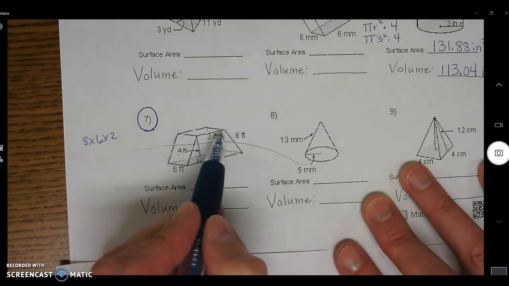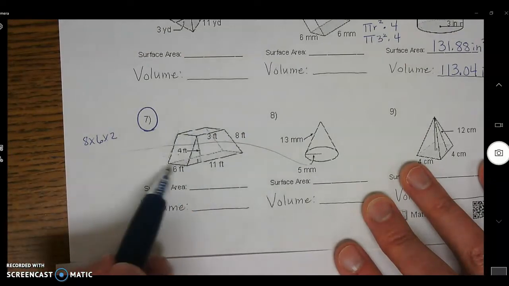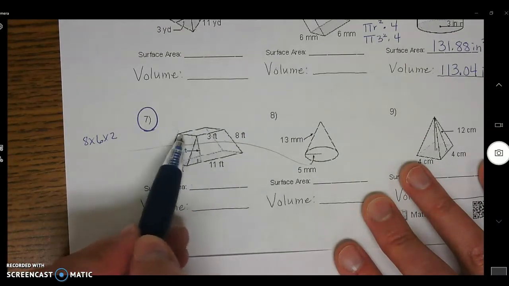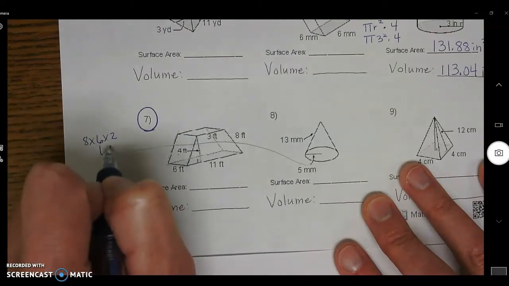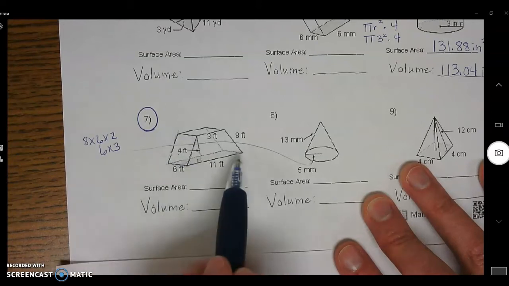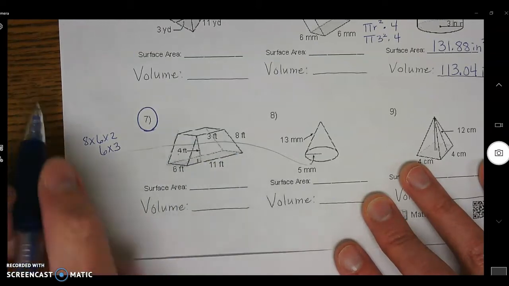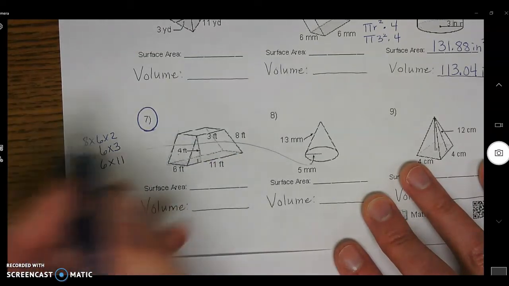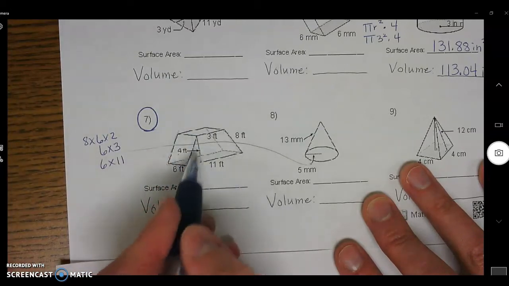I need to paint the top. So the top, this is 6 here, that'll be 6 there, 6 times 3. That takes care of the top. I need to paint the bottom, so that's the big rectangle down here, that's 6 and 11. And then I need to paint this trapezoid here.